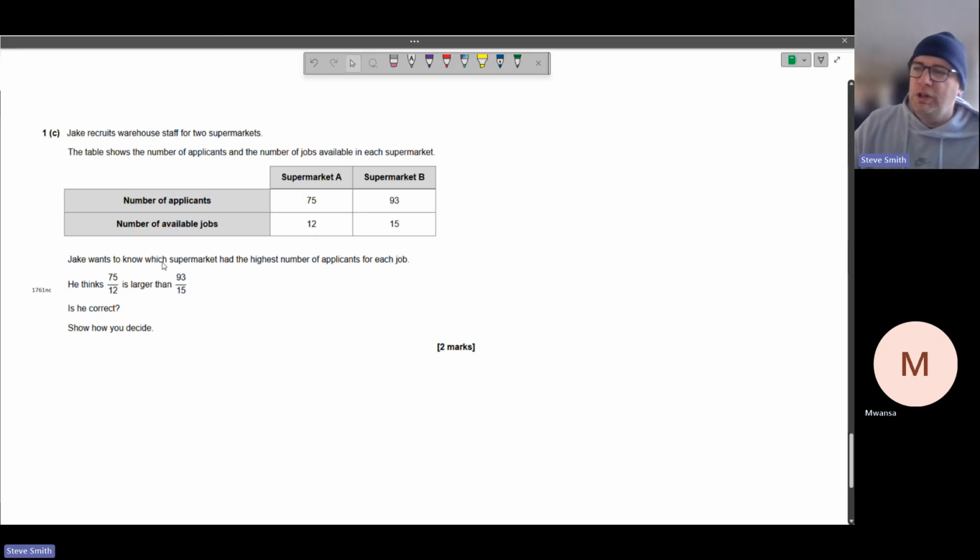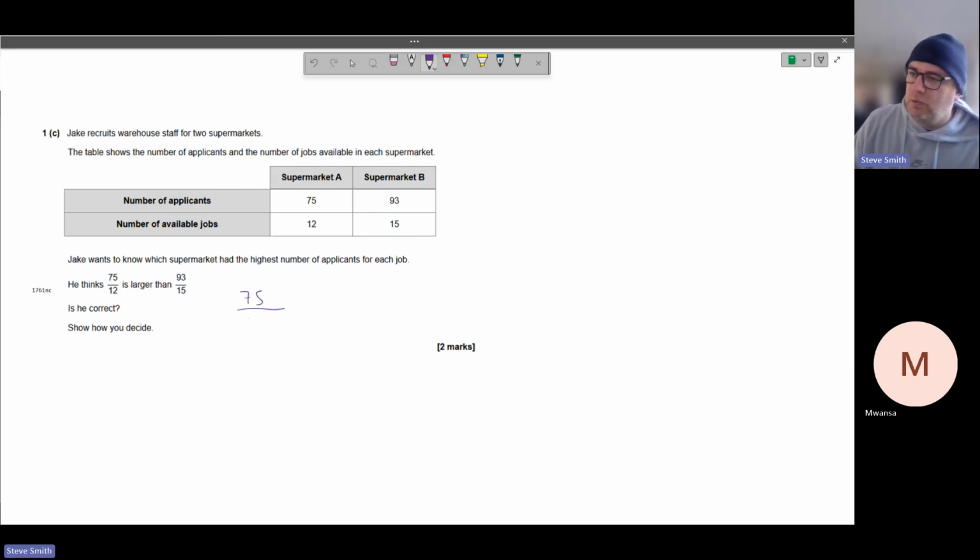Jake wants to know which supermarket has the highest number of applicants for each job. He thinks that 75/12 is larger than 93/15. The only tricky part about this one is it's non-calc. So we're saying here that 75/12 is bigger than 93/15 because the crocodile eats the largest number. So he's saying that that one's bigger.